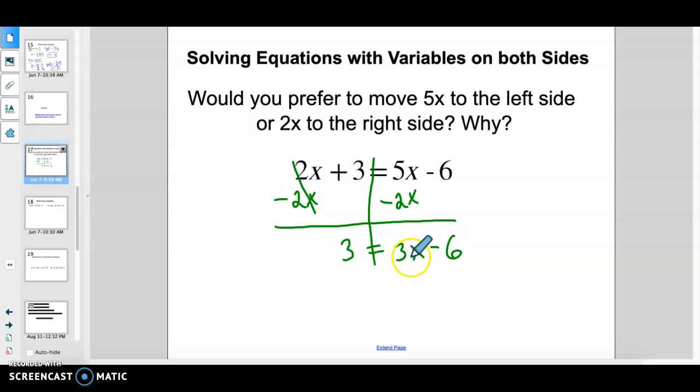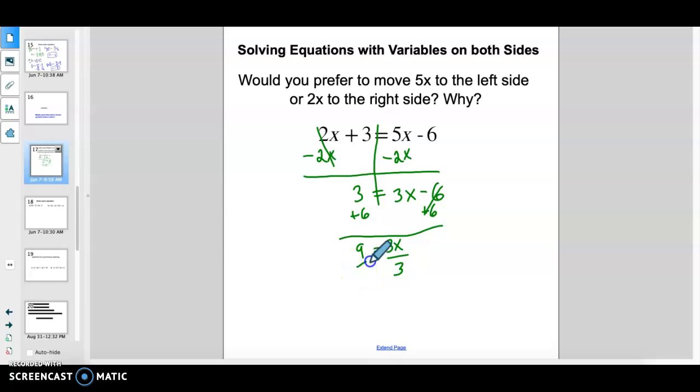Now our goal is to get x by itself. So just like normal, if I see a minus 6, I'm going to do the opposite, which is plus 6. So negative 6 plus 6 is 0. 3 plus 6 is 9. And if I divide by 3, I get x equals 3.